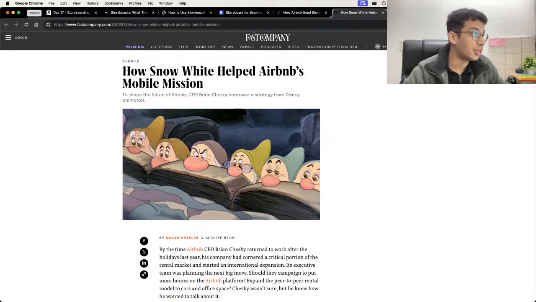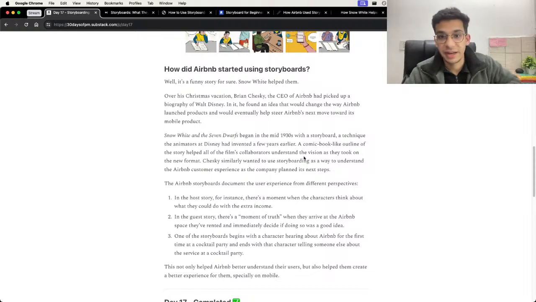So this is one very relevant example on how storyboards were used at Airbnb. And I mean, we also have references of how it helped with designing and delivering for user experiences from different perspectives, where the user persona and the user is at the center when looking at things, right? So for example, they built stories both for the host and also for the guest.